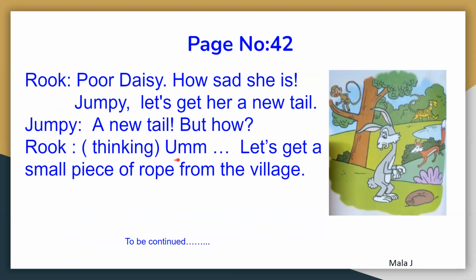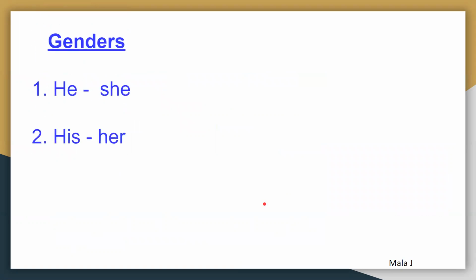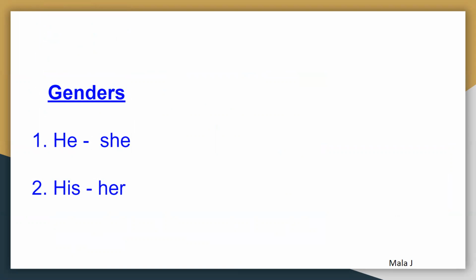Okay, and says, let's get a small piece of rope from the village. So they make one idea, Jumpy and Rook. Rook says after thinking that, let us go to the nearby village and get a small piece of rope. So let us see in the next class what happens, how Rook and Jumpy help the rabbit to get a long tail.